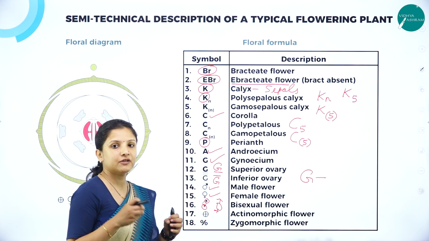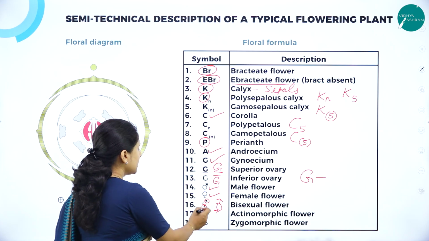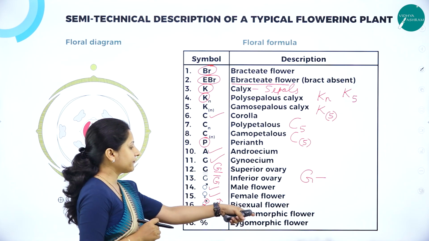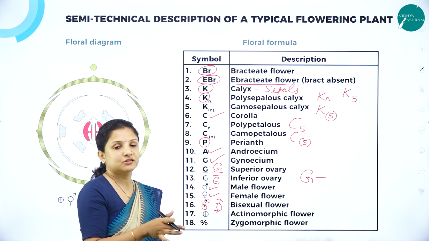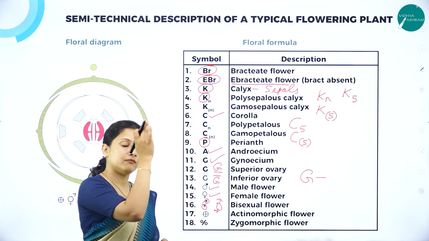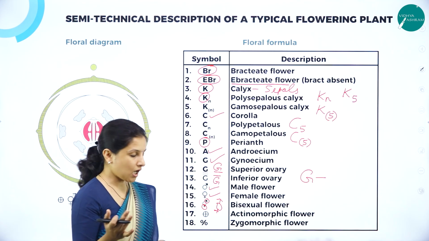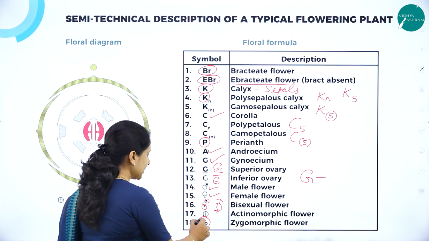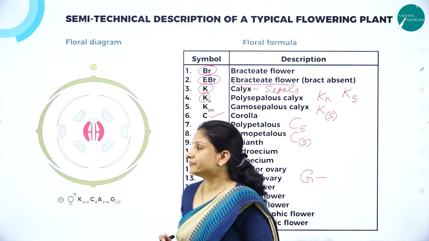Now the symmetry, if the flower has a radial symmetry, it is an actinomorphic flower, which is represented by a circle with a plus sign at the center. And if it is a zygomorphic flower, it has parallel symmetry wherein one half of the flower is exactly the copy of the other half. So that is represented by a percentage symbol, which means that this half is exactly similar to this half. So this is about the symbols.